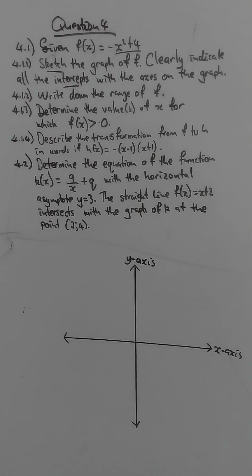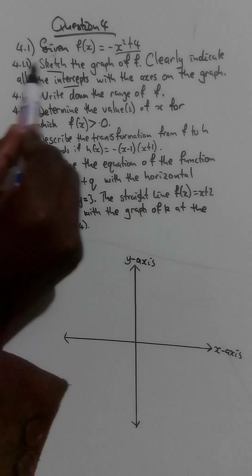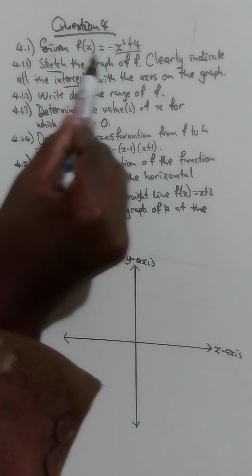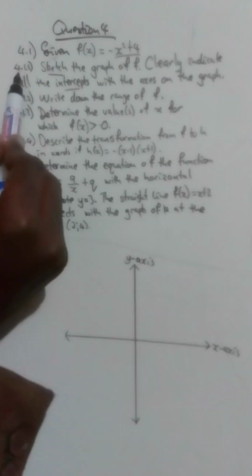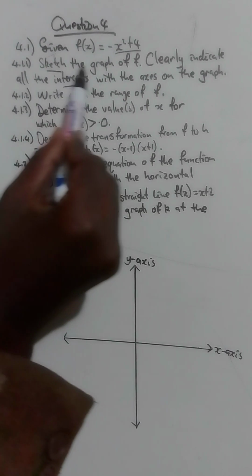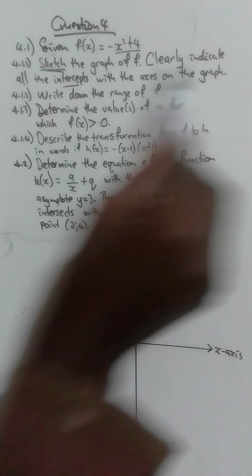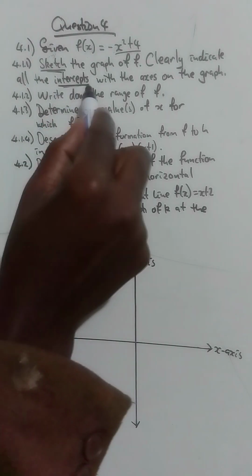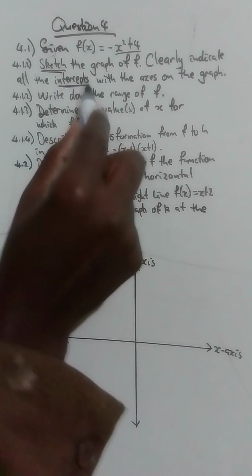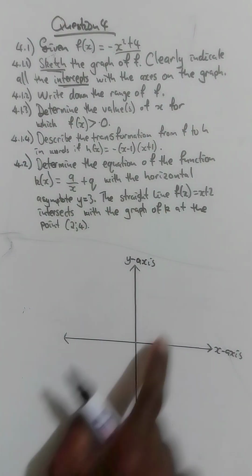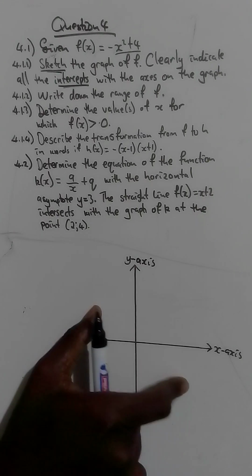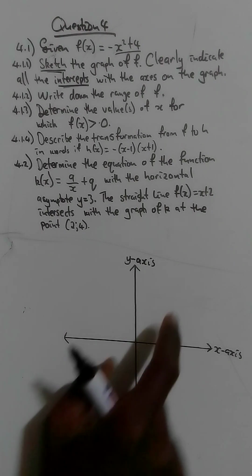All right, this is the functions video based on the paper which was written in KZN in 2025. The first question says, given the function f(x) = -x² + 4, we are given a parabola. What do they want? 4.1.1, sketch the graph. Keyword: sketch. The graph of f, clearly indicate all the intercepts, your x and y intercepts with the axes on the graph.